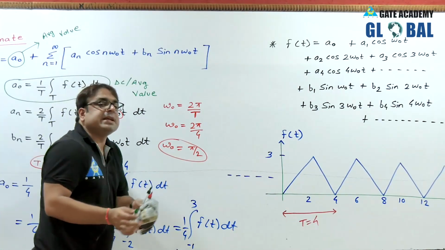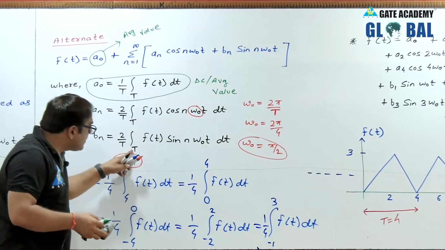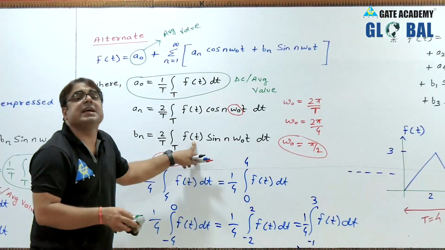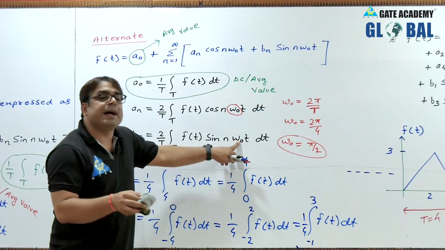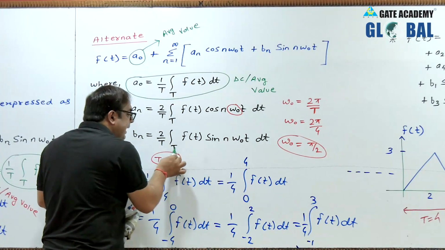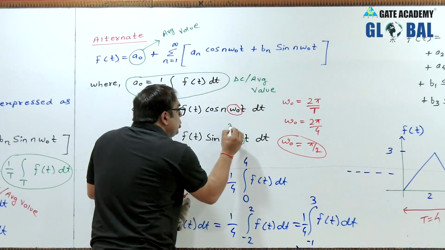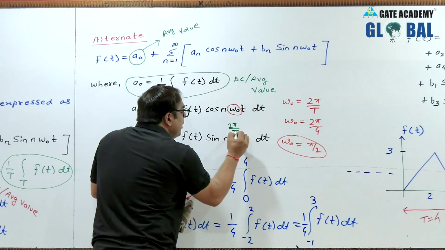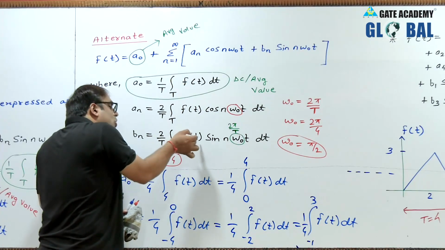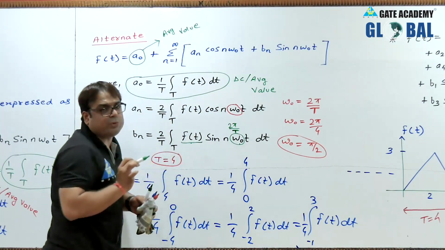Depending on the periodic signal given to you, you can put the value of omega naught here. This omega naught and this capital T are related. Capital T is the time period of this periodic signal f of t, and omega naught is also the angular frequency of the signal f of t only. So I can also write 2 pi upon capital T in place of this omega naught. It is exactly the same.